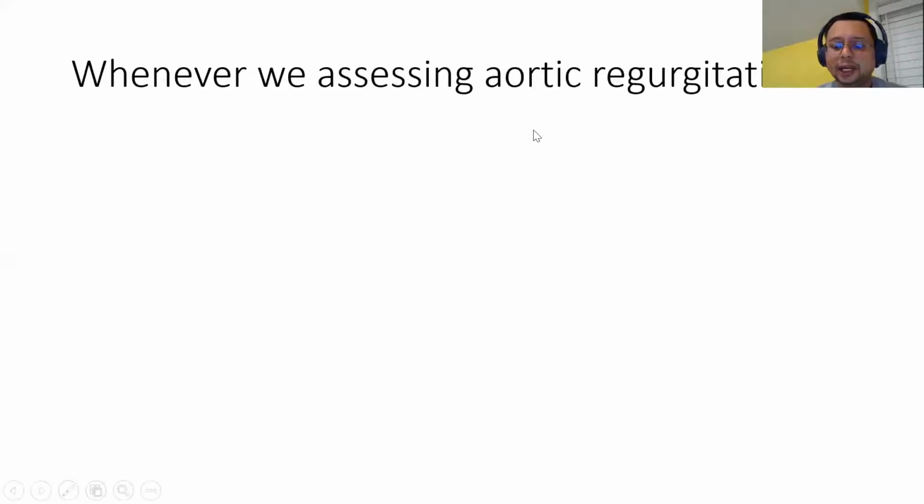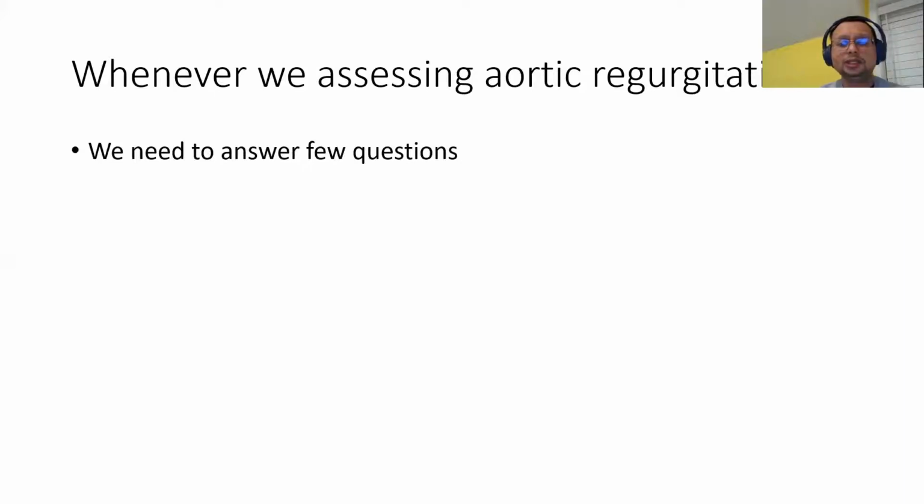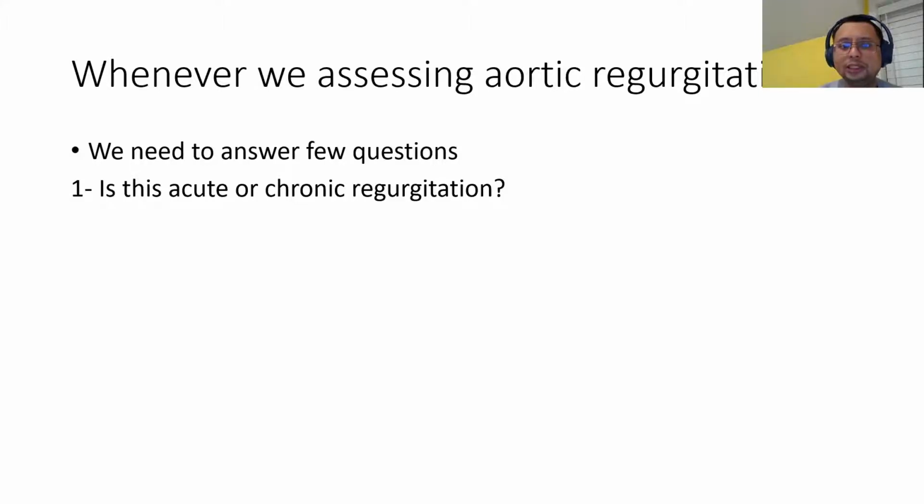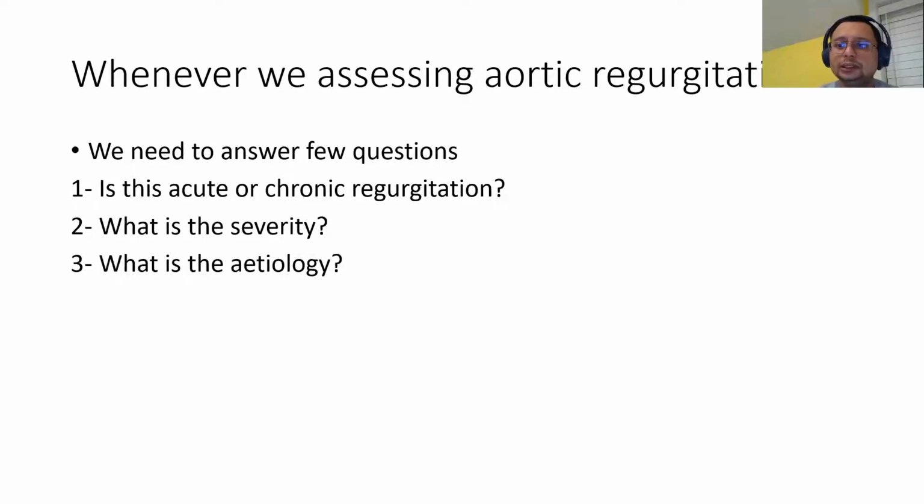Whenever we are assessing aortic regurgitation, and this is our approach in assessing all valvular disorders, we need to answer a few questions. Number one, we need to ask ourselves what we're seeing: whether it is acute, for example infective endocarditis, or is this a chronic regurgitation? Number two, we have to ask ourselves what is the severity of the regurgitation, because remember, normally only severe valvular disorder warrants intervention. Number three, what is the etiology of the aortic regurgitation? For example, if it is because of aortic dissection, then that might warrant an urgent trip to the operating theatre.